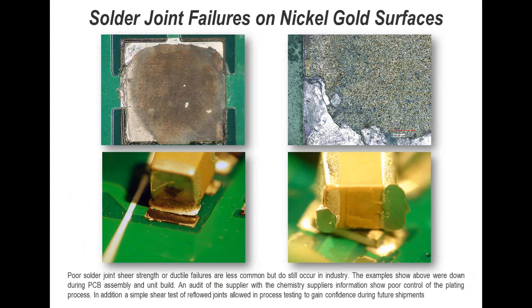Now, if we look at solder joint failures, nickel gold, we've highlighted a number of times where we get black pad phenomena. But we can get two failure modes: black pad, where the solder does not wet the nickel, or we can get a thing called black tar, which is contamination which is forming on the surface of the nickel, so we get de-wetting take place.